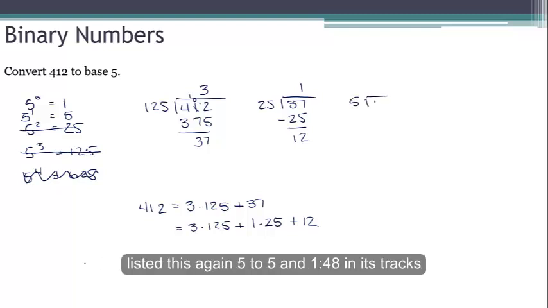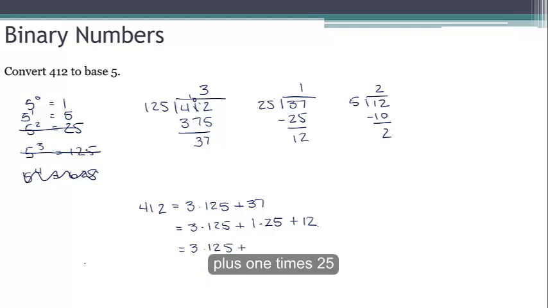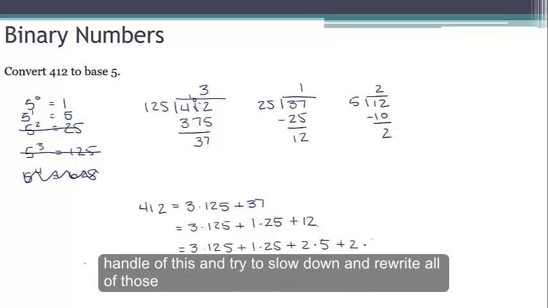5 divided into 12. It's 2. And we're going to subtract. So 12, and see what I'm doing? I'm going to keep going. This is 3 times 125 plus 1 times 25 plus 2 times 5 plus 2. And here I'm actually done. There's really no point in dividing by 1, right? Dividing by 5 to the 0. So I'm just going to put the 1 there on the end.